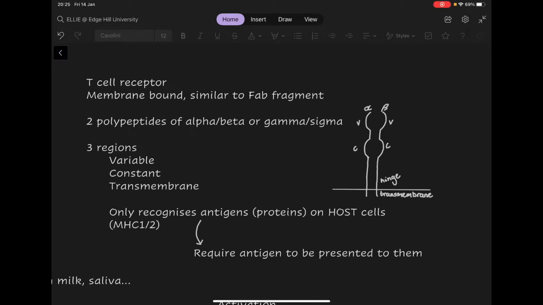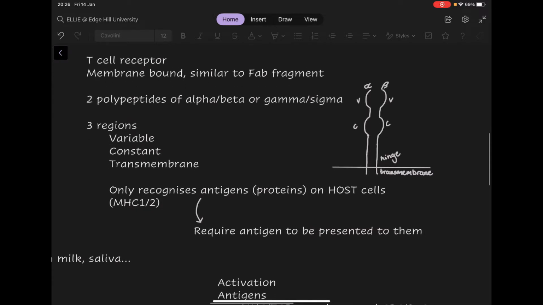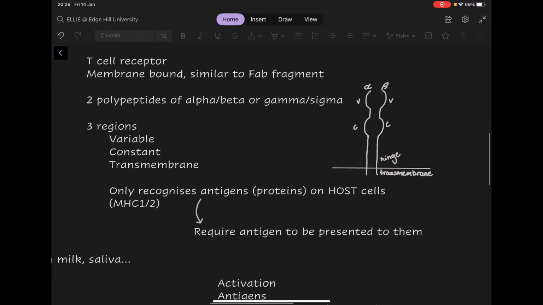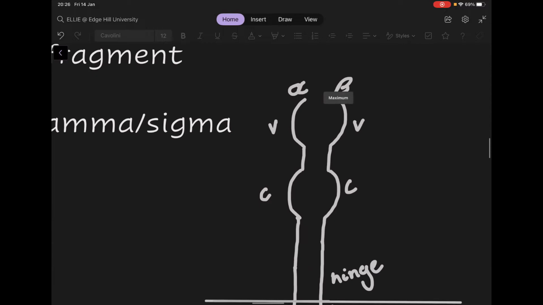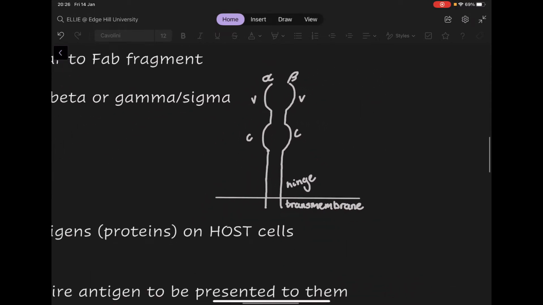So how does T cell maturation change the T cell receptor? A T cell receptor is membrane bound, and the top bit is very similar to the function of the Fab fragments of antibodies. It's made up of two polypeptide chains, either alpha and beta, or gamma and delta chains. So you can see here it's either an alpha chain and a beta chain, or a gamma chain and a delta chain.